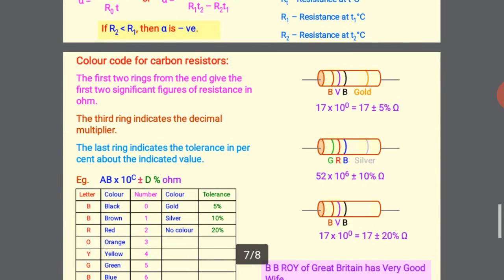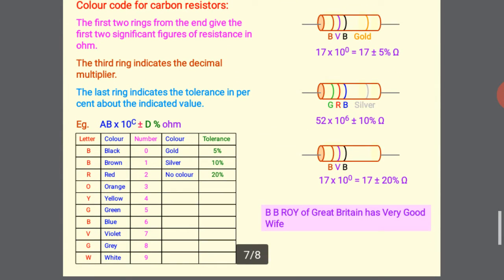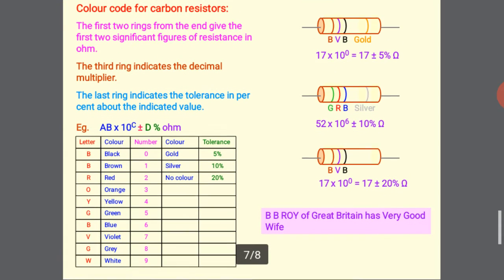Now our next topic is the color code of carbon resistances. For remembering this, we can memorize this phrase: B.B. Roy of Great Britain has very good wife. Now how will we calculate the value of resistance when we know the color?